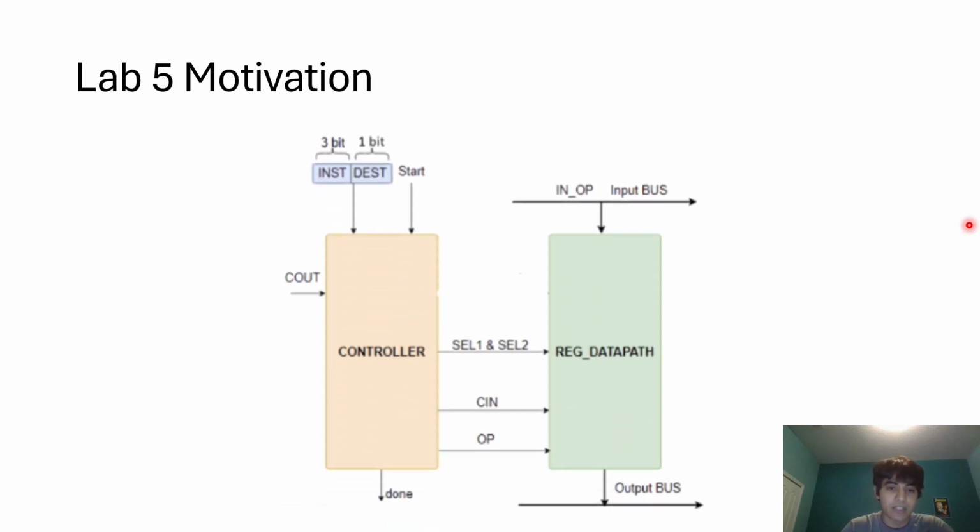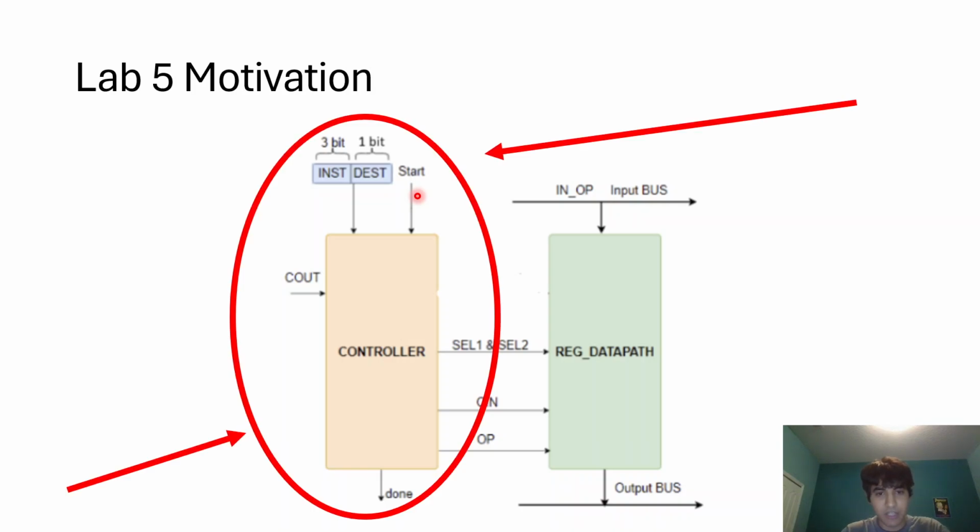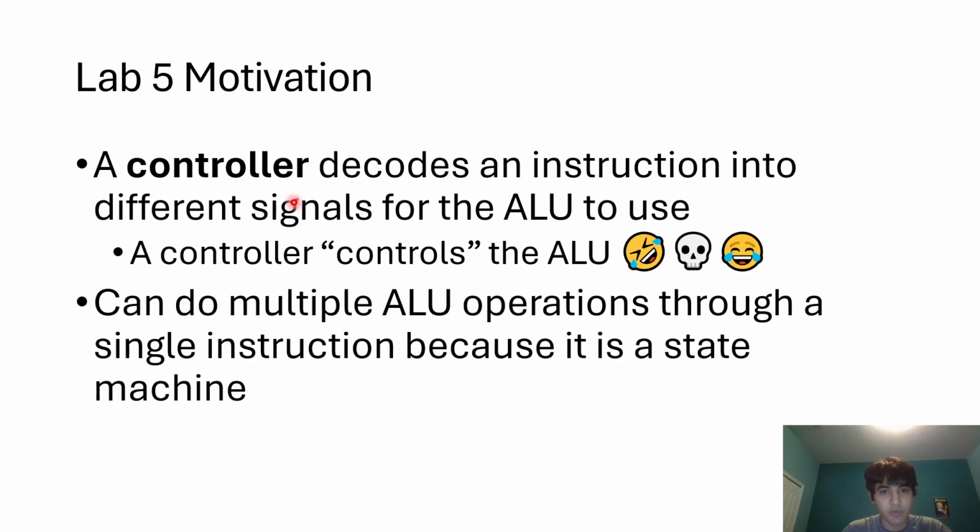So what we do is that we add a controller to the ALU. What this will do is that it'll take in an instruction and then output the proper signals to the ALU to make it do the instruction. And you can see there's the controller. So a controller decodes an instruction into different signals for the ALU to use. You can say that a controller controls the ALU. You can do multiple ALU operations through a single instruction because the controller is a state machine. So you can do one ALU operation, move to the next state, and then do another one.